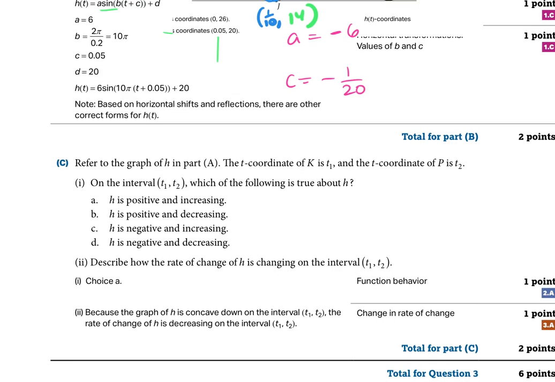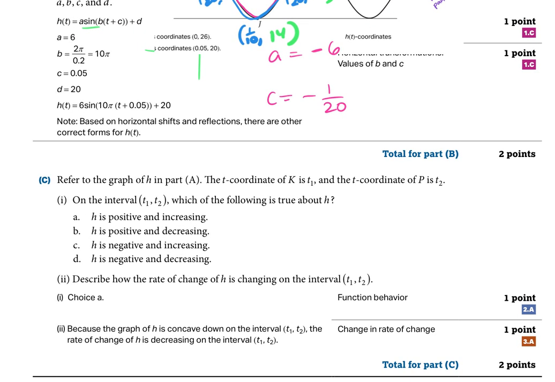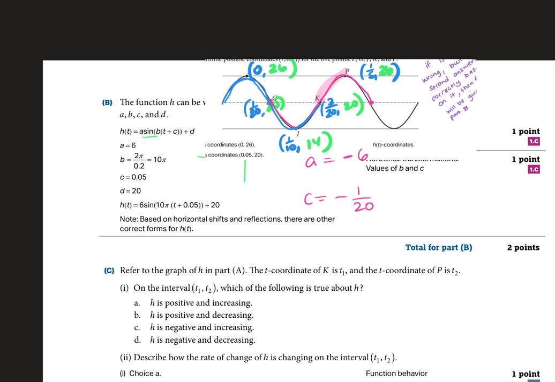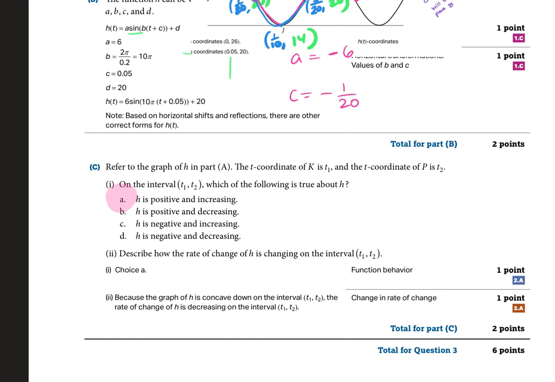All right, then it said refer to the graph in part H. This is the part where you don't really even need to understand your coordinate points. As long as you know if they'd be positive or negative, you can answer this question. If it says from K to P, so K to P is here, what's true about those values? Well, first of all, they're increasing. So I can eliminate both the decreasing ones. And if you look at your Y values, they are positive because we're going from 20 to 26. So positive and increasing is A. And that is worth 2 points, obviously all or nothing. And then the one underneath it says describe how the rate of change is changing. So you're talking about concavity here.